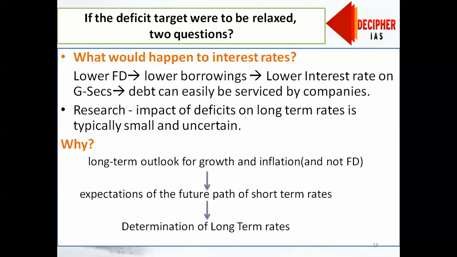So let's move ahead. Now, I was telling you about the fiscal deficit and the debt to GDP ratio. The economic survey says if the deficit targets were to be relaxed, two questions come. The first one is, what would happen to the interest rates? It replies that if the fiscal deficit is lower, that is if the net commercial borrowings are lower, there will be lower interest rates on G-Secs. So debt can easily be serviced by companies.